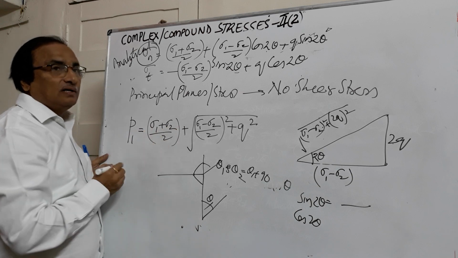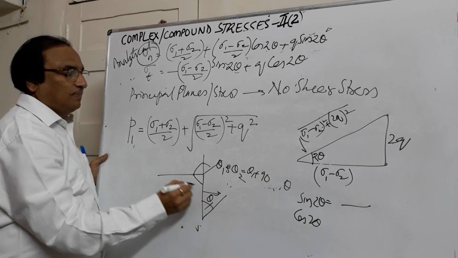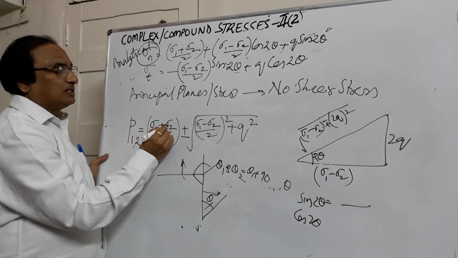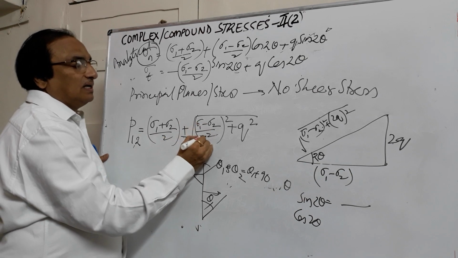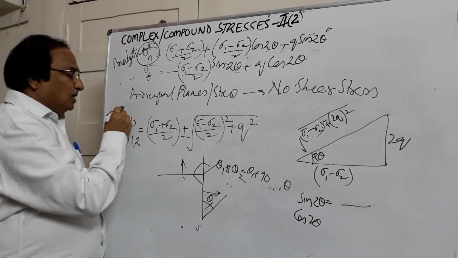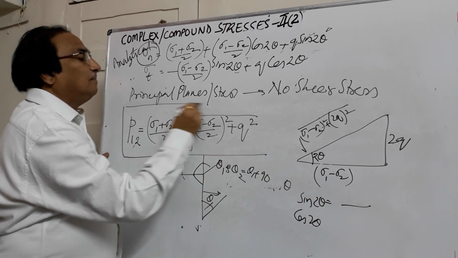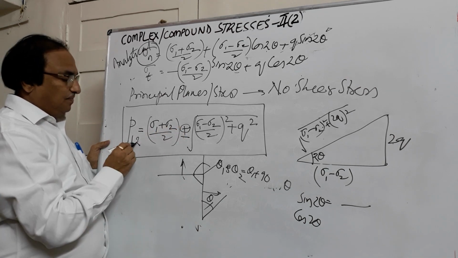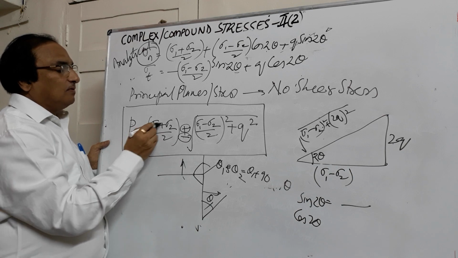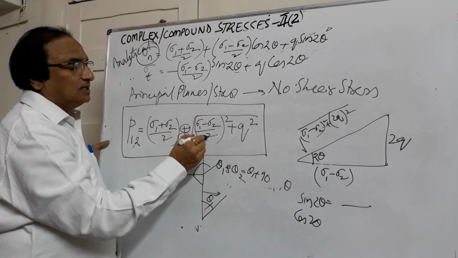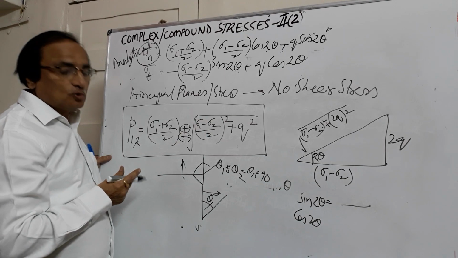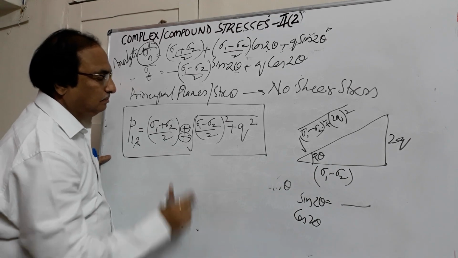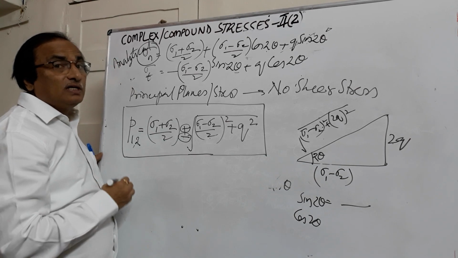One, if I call it P1, and on the other plane, if I call it P2, the stress is given by sigma 1 plus sigma 2 by 2 minus under root sigma 1 minus sigma 2 by 2 whole square plus q square. So you should remember this formula to find out the principal stresses. P1 is with the plus sign, P2 is with the minus sign. So sigma 1 plus sigma 2 by 2 plus or minus under root sigma 1 minus sigma 2 by 2 whole square plus q square will give you the value of principal stresses.